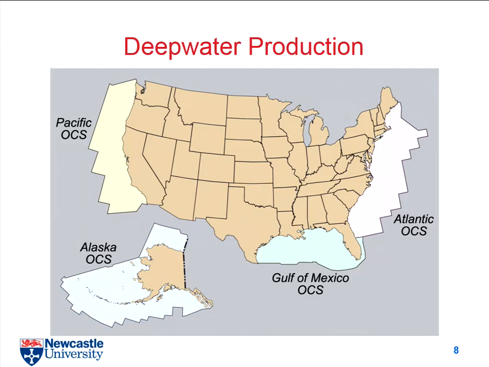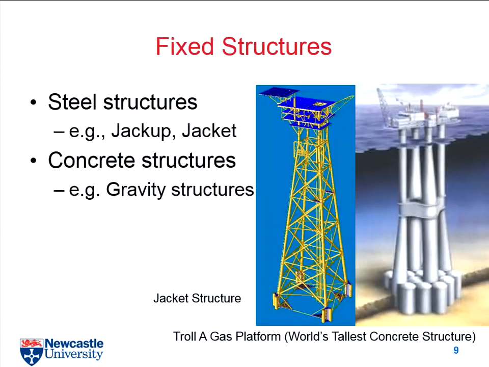Deep water production, not important. I skip this. So about the types, we know we have fixed structures, we have floating structures, but even in this category we also have different things. Like in this slide, we may have steel structures, like the first one, or we may have concrete structures, like the second one.